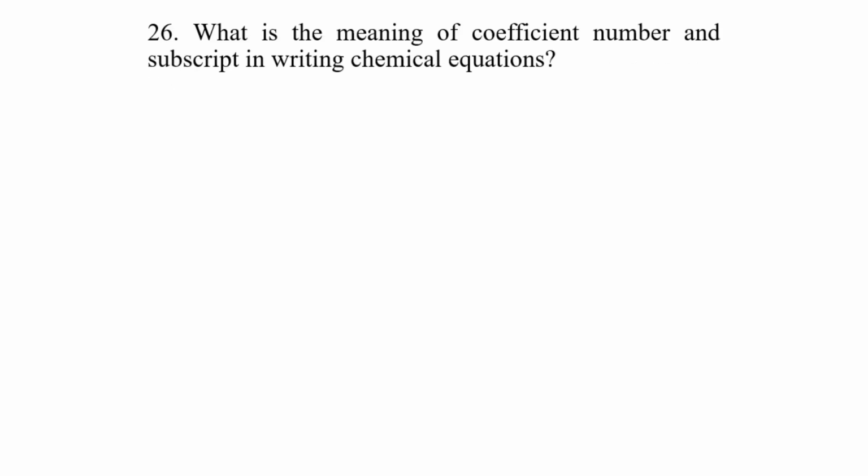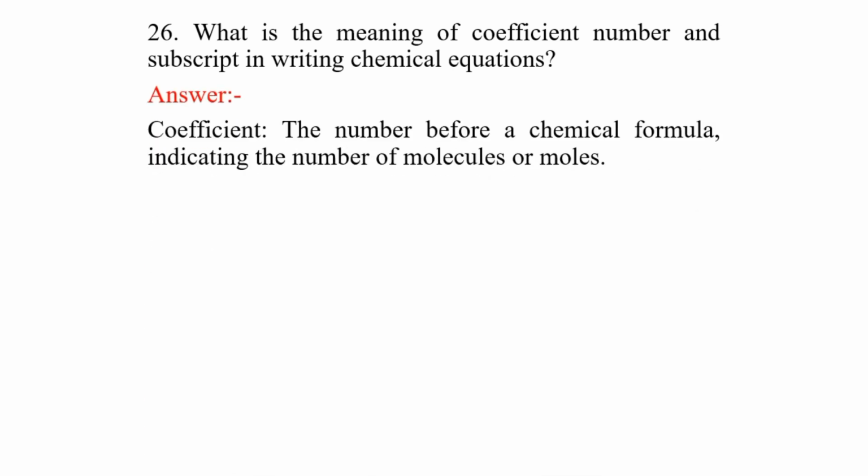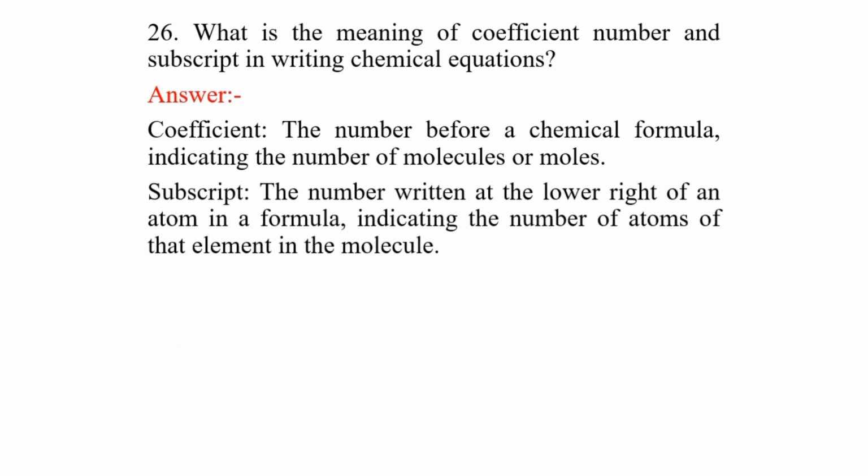Question number 26. What is the meaning of coefficient number and subscript in writing chemical equations? Coefficient is the number before a chemical formula, indicating the number of molecules or moles, while subscript is the number written at the lower right of an atom in a formula, indicating the number of atoms of that element in the molecule.